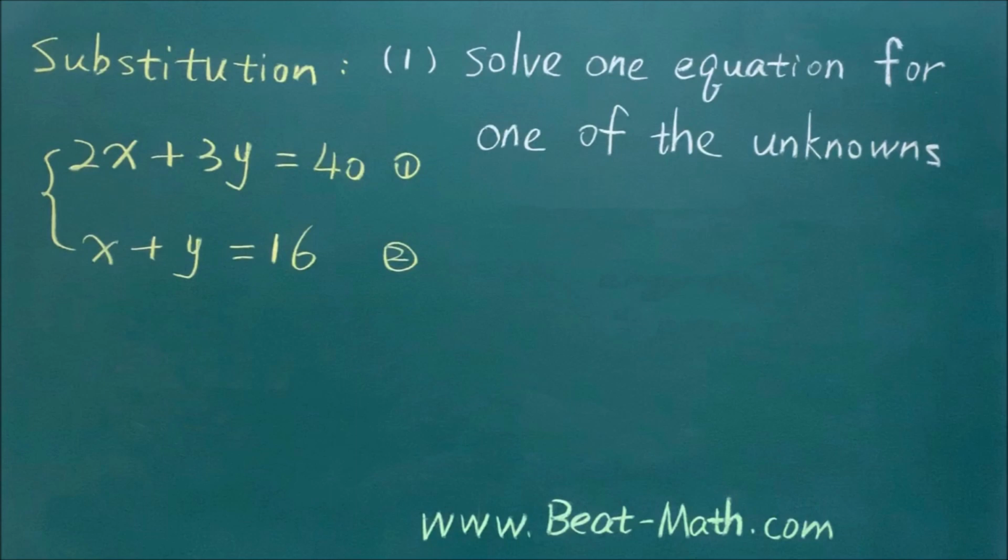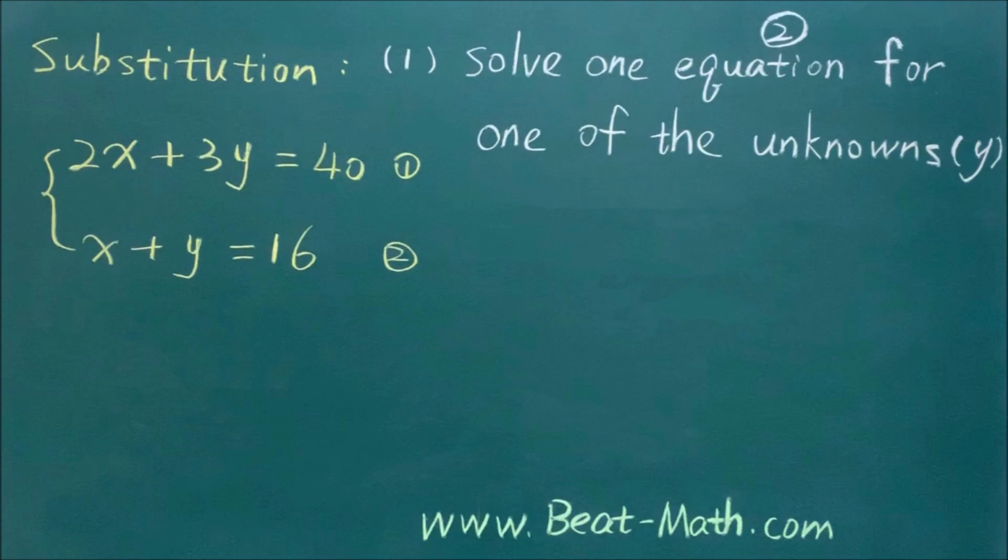Equation 1, 2x plus 3y equals 40. Equation 2, x plus y equals 16. It doesn't matter which equation we choose first, just choose the most convenient one. In equation 2, the coefficients of x and y are 1, so we choose equation 2. We solve it for one of the variables, for example, solve for y. That means we move all items except for y to the right side.